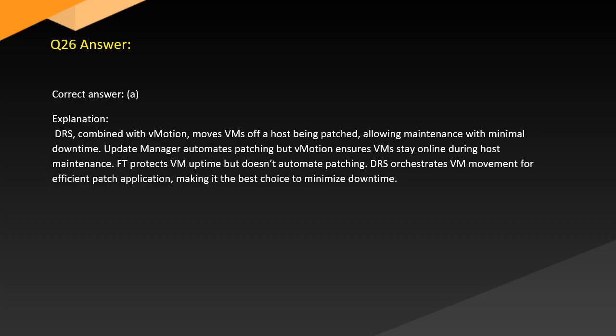Answer. Correct answer, A. Explanation. DRS combined with vMotion moves VMs off a host being patched, allowing maintenance with minimal downtime. Update Manager automates patching, but vMotion ensures VMs stay online during host maintenance. FT protects VM uptime but doesn't automate patching. DRS orchestrates VM movement for efficient patch application, making it the best choice to minimize downtime.